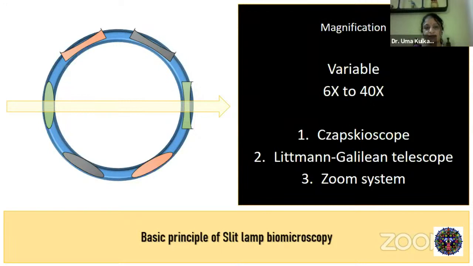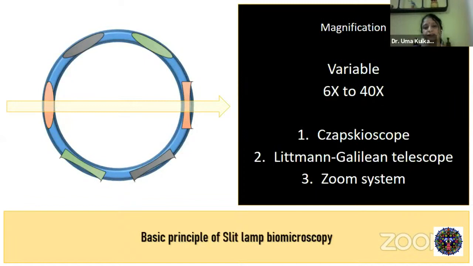Now, suppose you want to change to a higher magnification, all you need to do is to rotate this knob so that a new system of telescope, the Galilean telescope, comes here. So a bigger lens, or maybe a higher powered lens and a higher powered concave lens come into picture, and you get a different magnification. Now say it is 25x. Now if you want 40x, rotate it further so that you get a different combination of lenses. And this way the magnification can be changed.